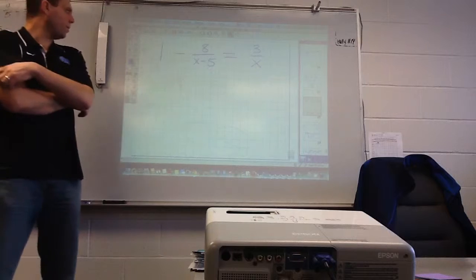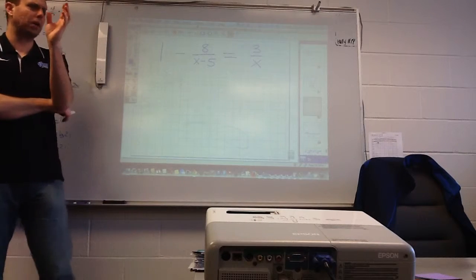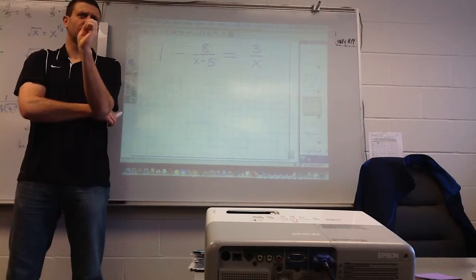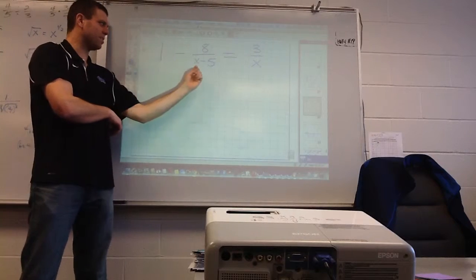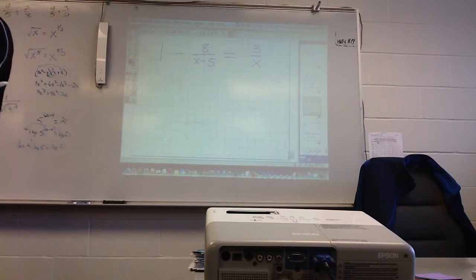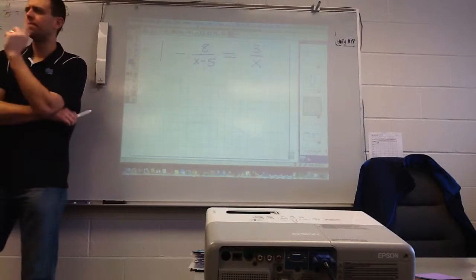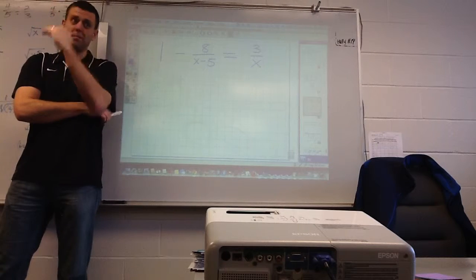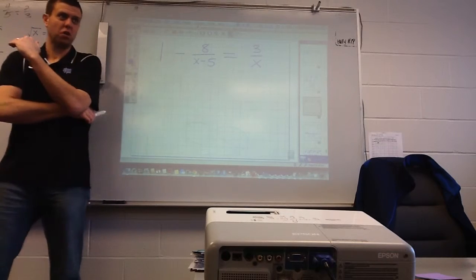Alright, so we're going to take the same approach here in just a second. Real quick though, what values of x can definitely not be solutions? 5 and 0. Why? Because it makes the denominator equal 0. Can you have a denominator of 0? Is that defined? No, that's an error.